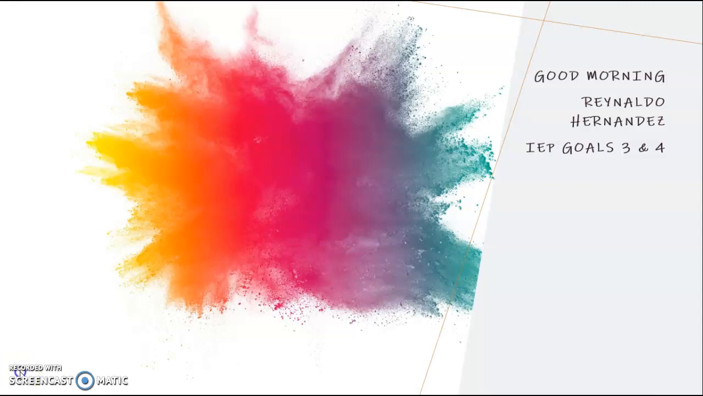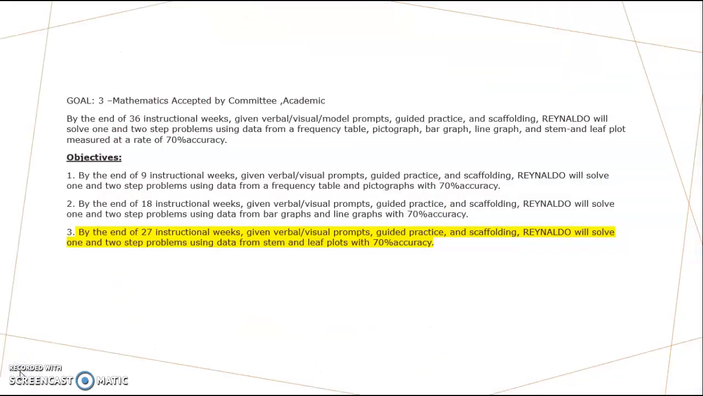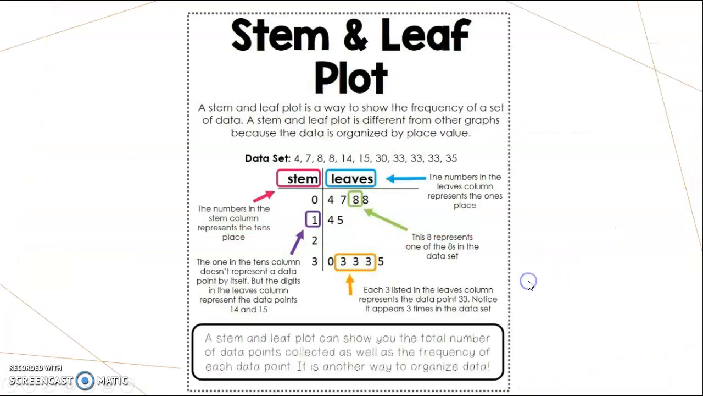So for IEP goal number 3, Ray, we are going to be solving 1 to 2 step problems using data from stem and leaf plots. A stem and leaf plot is a way to show frequency of a set of data. It is different from other graphs because the data is organized by place value.